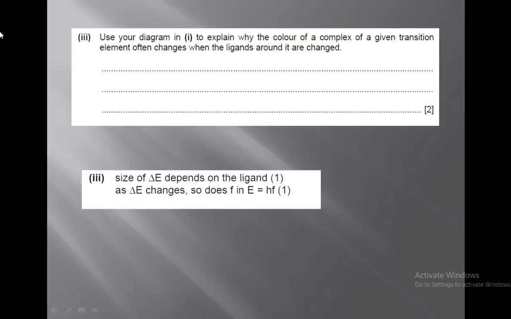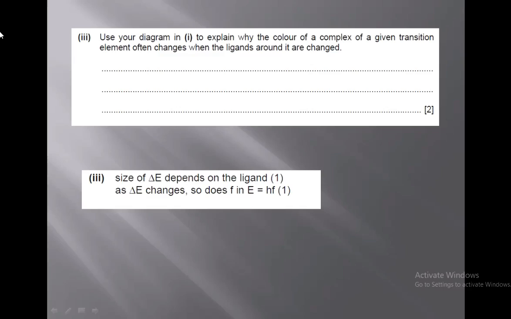In the third part, he was asking: use your diagram in one to explain why the colour of a complex of a given transition element often changes when the ligands around it are changed. So this is a specific question about the ligand field effect on the transition metal complex. Basically, there are two types of ligands. This whole thing is written within your notes, the spectrochemical series, in which we have gone through the strong field ligands and the weak field ligands.